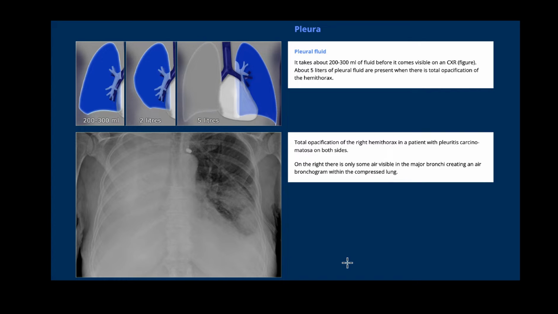Basically, for the pleura, it's really important to know how much pleural fluid it takes to become visible on a chest x-ray. It takes about 200 to 300 milliliters of fluid before it becomes visible on a chest x-ray. Here are some diagrams showing that. After about 5 liters of pleural fluid, there's total opacification of the hemithorax. And this is just an example of total opacification of the right hemithorax in a patient with cancer. And on the right, there's only a little bit of air visible in the major bronchi, creating an air bronchogram within the compressed lung.